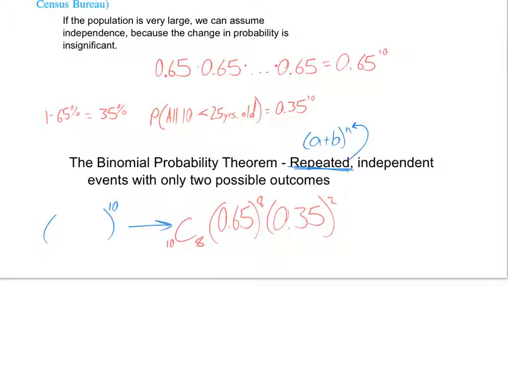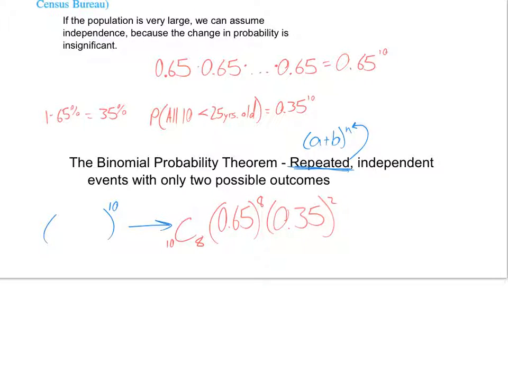Alright? The number of times you're repeating, and I know repeating may not seem like it makes sense here, but you're picking a person, you're picking another person, you're picking another person. You're doing that 10 times. So you're repeating that decision to pick a random person. Another thing is that each of those events must be independent. If the probabilities are changing, you cannot use binomial probability.